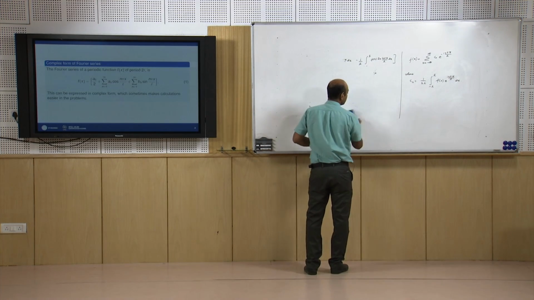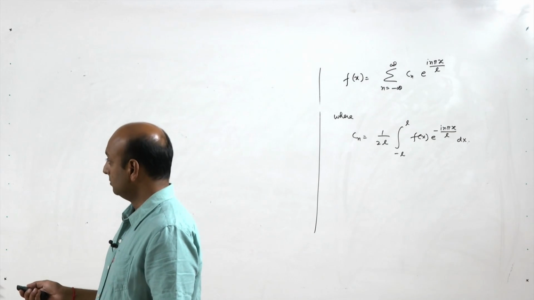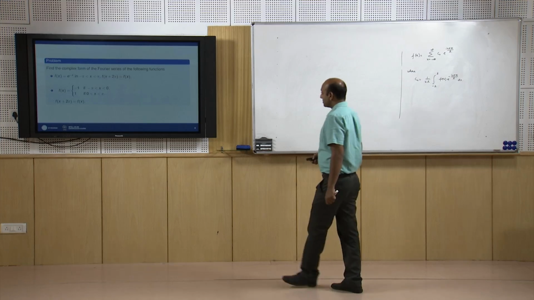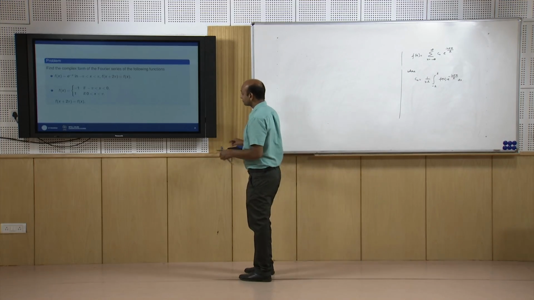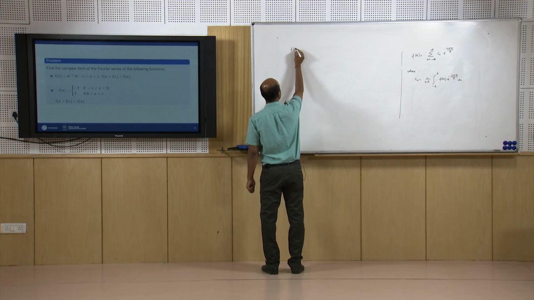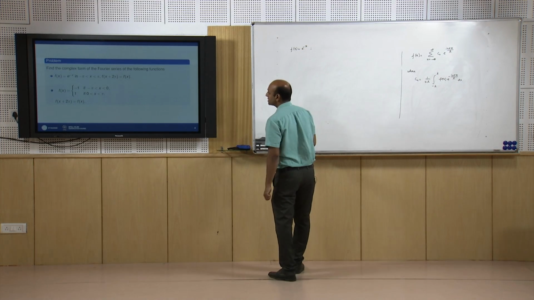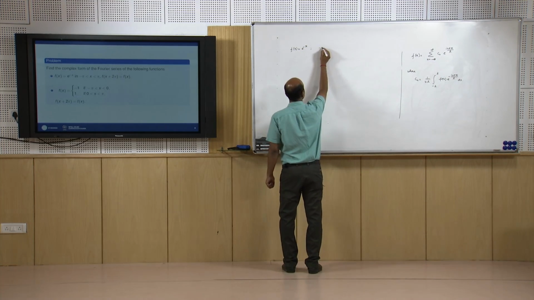Now, let us solve a few problems based on this. Let us try these two problems. From the first problem, f(x) is what? f(x) is e^(-x), and the function is defined from minus pi to plus pi.